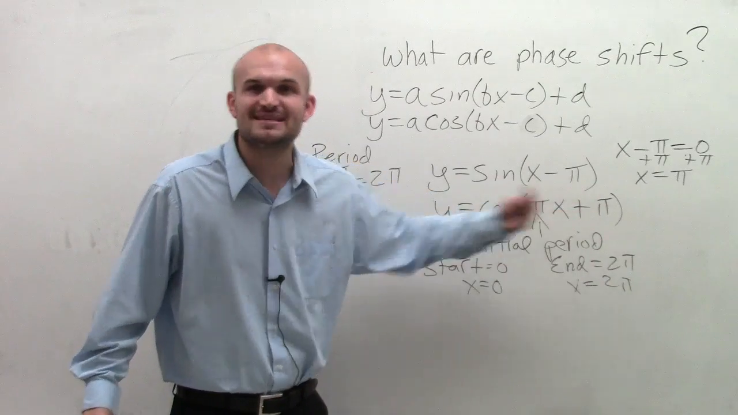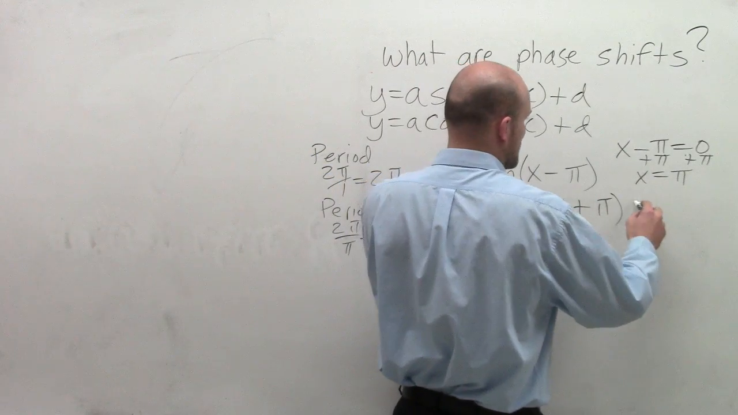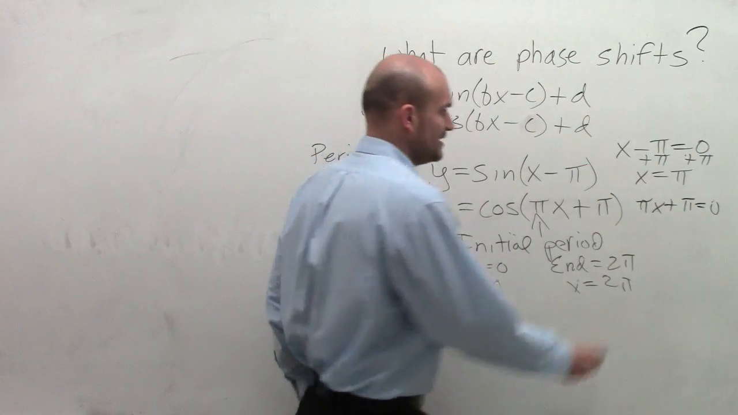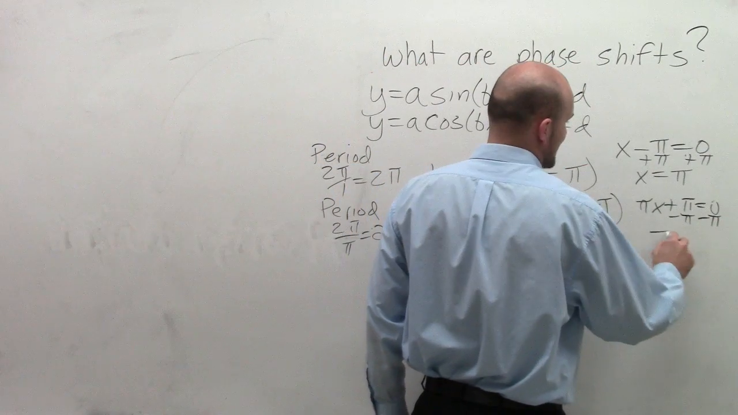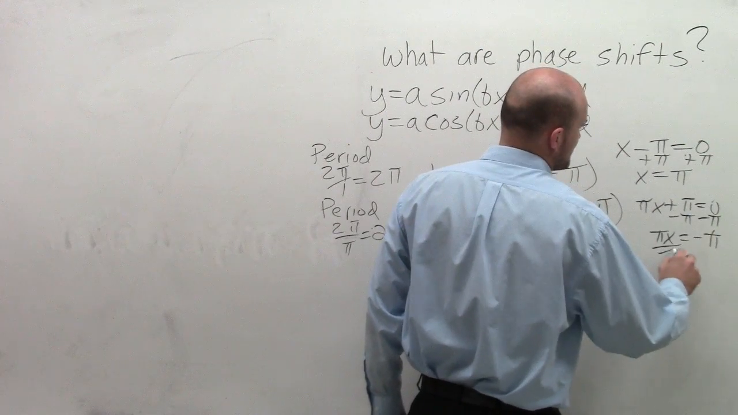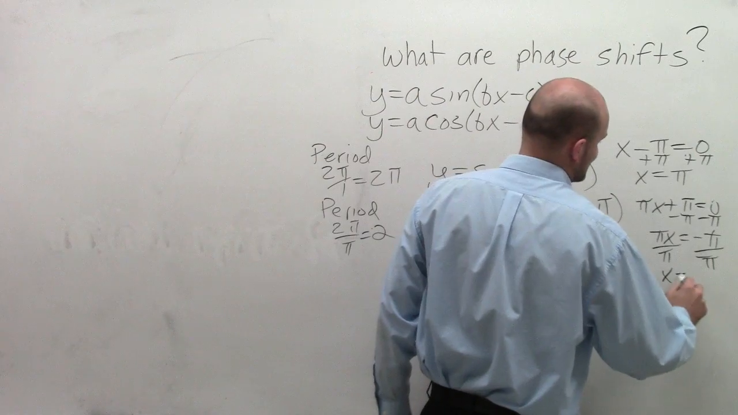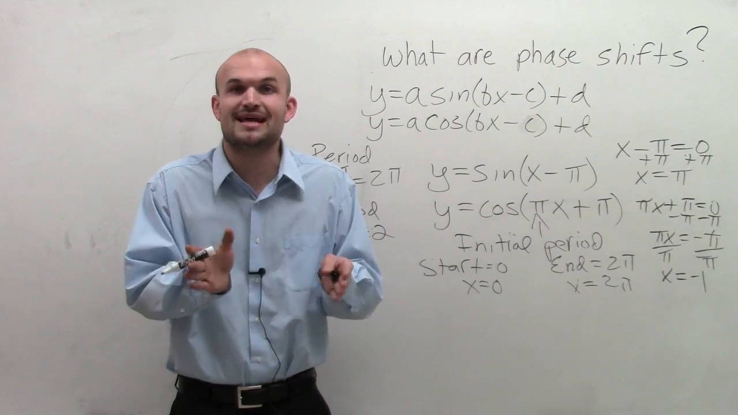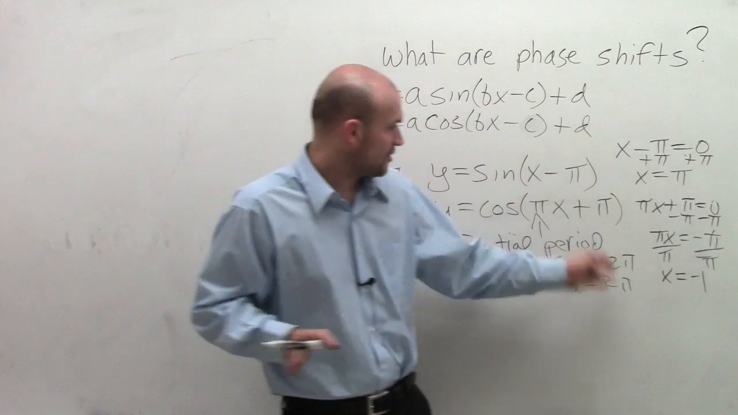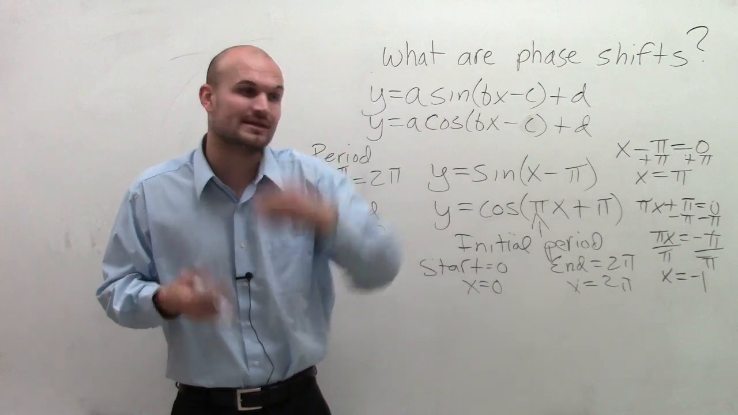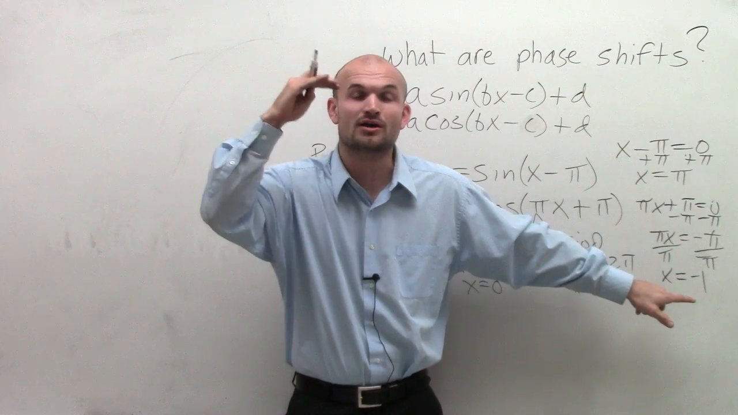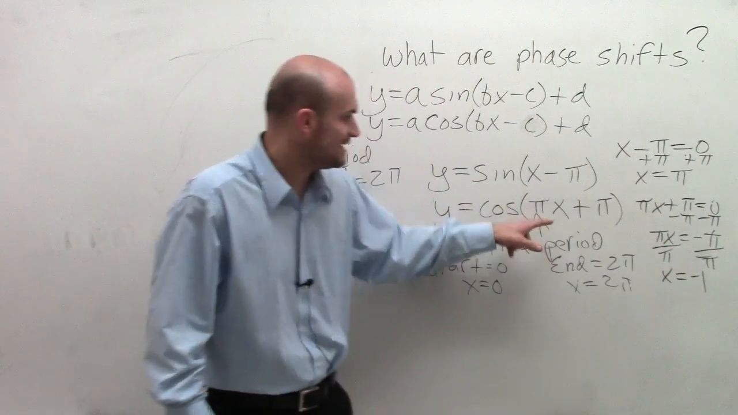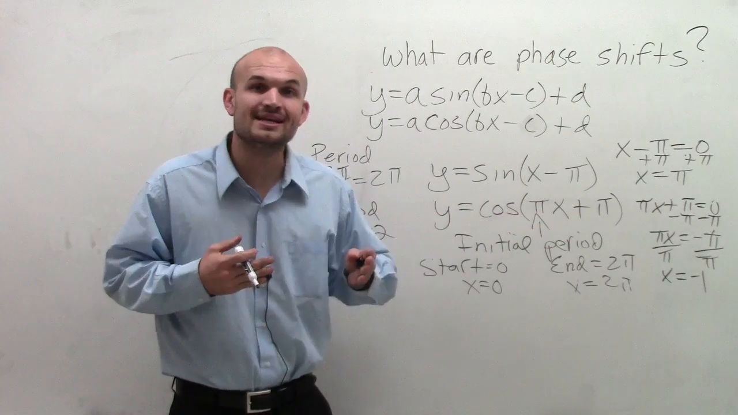So let's take a look at this one. Why is this not shifting left pi? I take my function, which is pi x plus pi, and I set it equal to 0. Solving for x, I subtract pi on both sides, and I get pi x equals negative pi. Divide by pi, and I get x equals negative 1. So now when I graph this, rather than saying that the cosine graph starts at 0 and goes up, the graph still starts at the y value of 1, but now the x value is negative 1. What that means is this graph has a phase shift of 1 to the left.